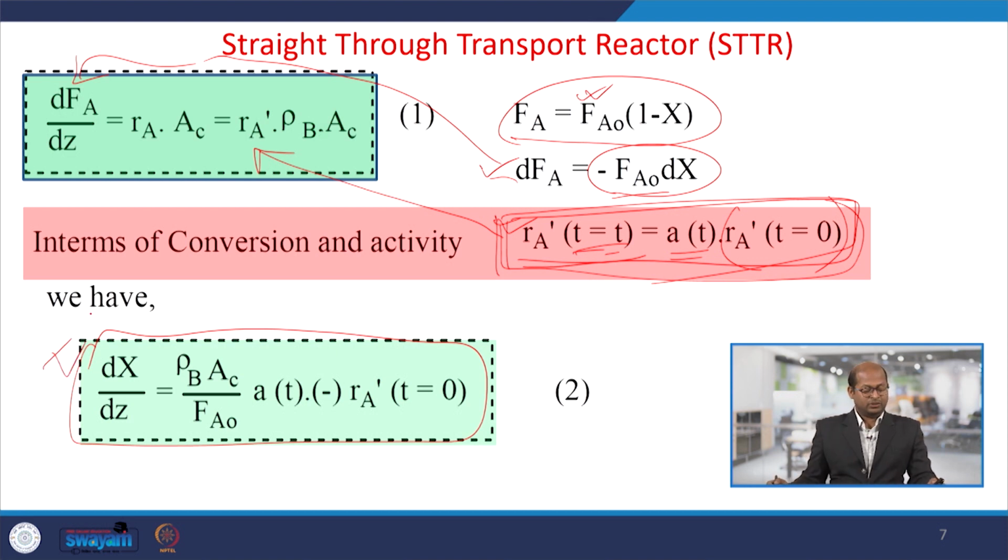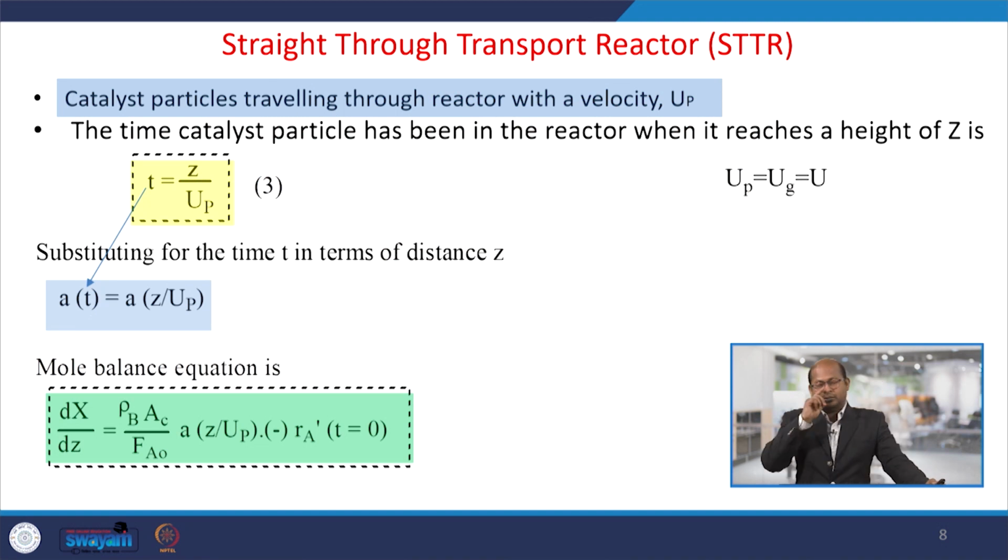Here I said that the catalyst is moving at a particular rate within that particular distance or height, that is, in the zones where the reaction is taking place inside the tube.